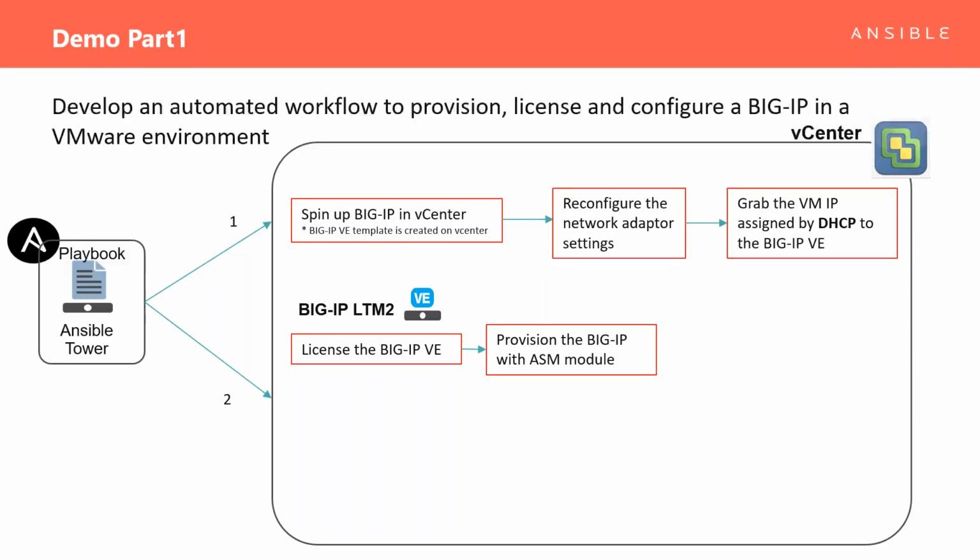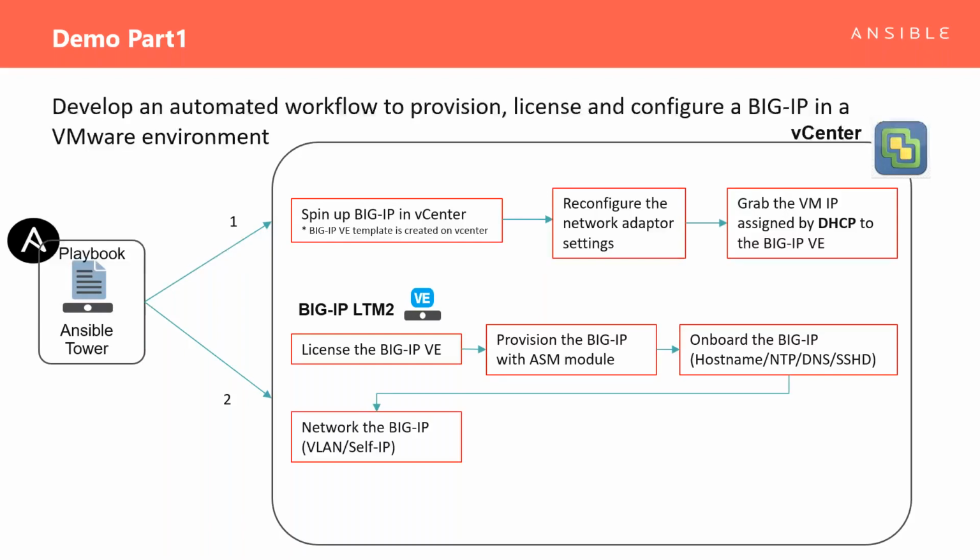Now, after we provision the BIG-IP ASM module, we are going to onboard the BIG-IP, which is information like hostname, NTP, DNS, SSHD, etc. We're then going to network the BIG-IP with VLANs and self IPs. And then we're going to import and activate the ASM policy.